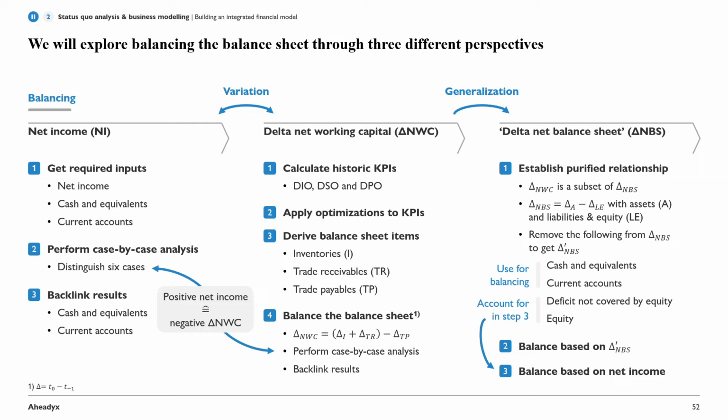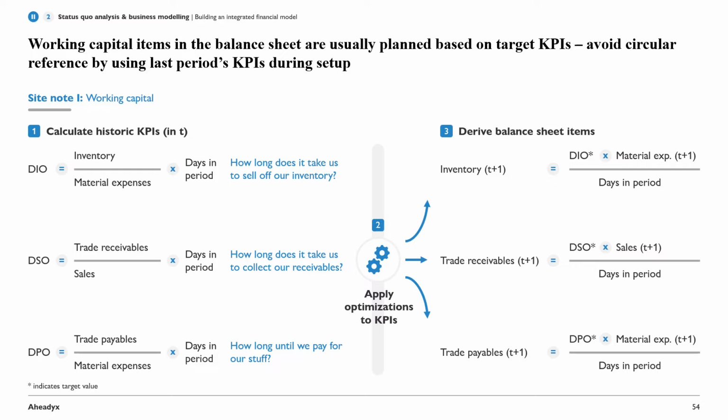Remember the second phase in which I mentioned that we were about to optimize working capital? Let's have a look into what I mean by this. So usually it works like this. First, you calculate historic KPIs for working capital. So days inventories outstanding, days sales outstanding, days payables outstanding, which come with some interpretation at hand.